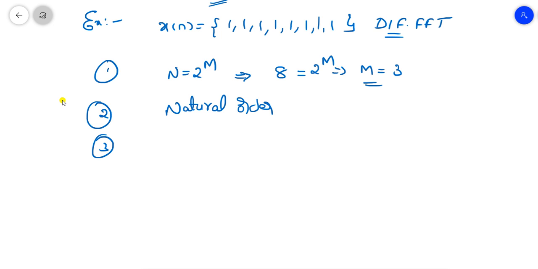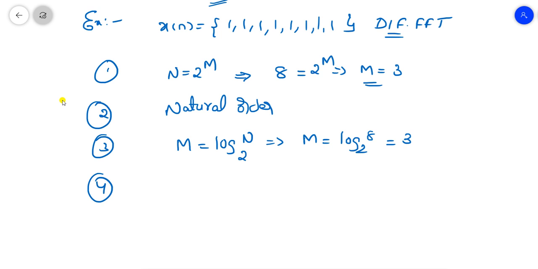In step 3, the number of stages is given by m is equal to log N to the base 2. So the number of stages is log 8 to the base 2, which is equal to 3. And step 4: each stage consists of N by 2 butterflies.